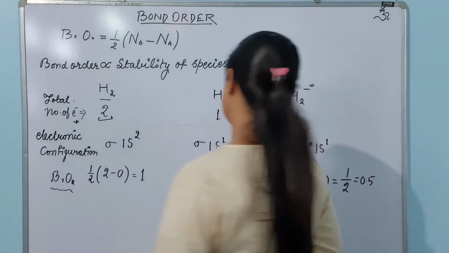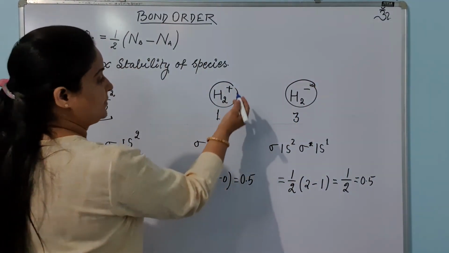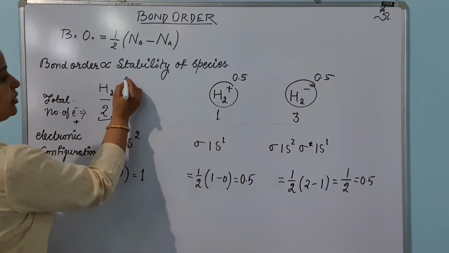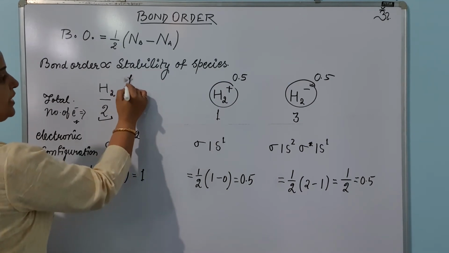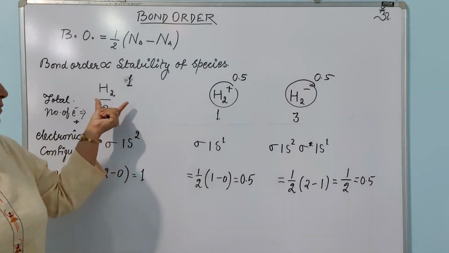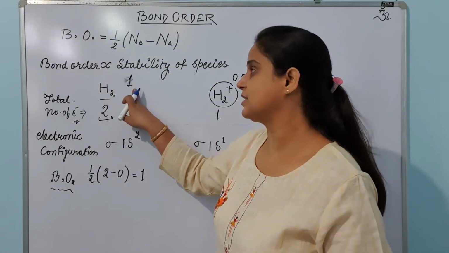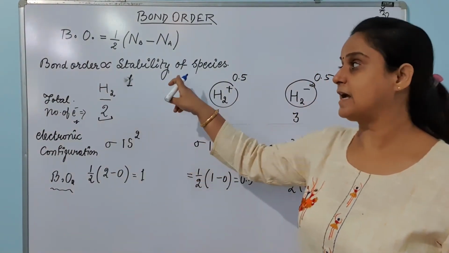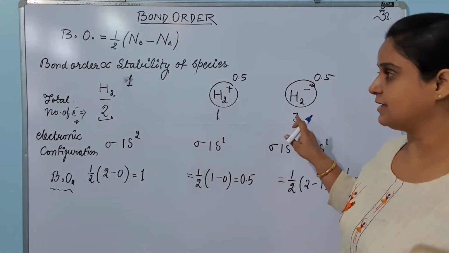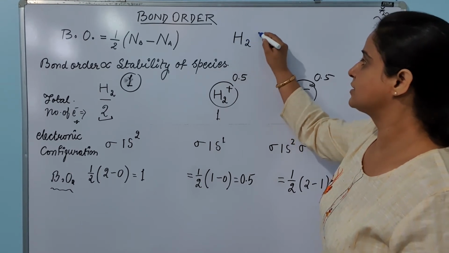So in both the cases, H2 plus and H2 minus, this is 0.5 bond order, and the bond order of hydrogen molecule is 1. So we can see here the bond order of hydrogen is 1, which means this species has the maximum bond order out of these 3. So this will show the maximum stability, as we know that the bond order is directly proportional to the stability. So out of these 3, hydrogen will be the most stable.